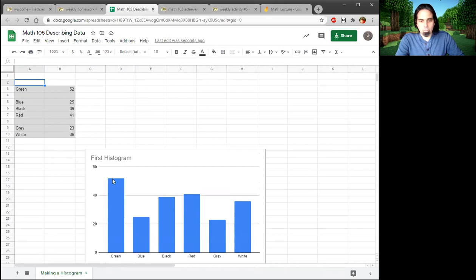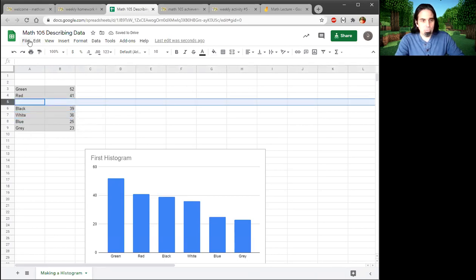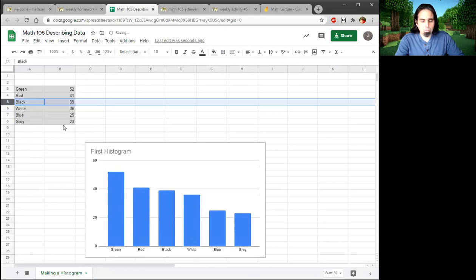And then you just have to play with it. So the biggest one was already first, but red should be next. So I can copy and paste there. And then blue should be almost at the end. And white should be before those. And now they are all ordered. So I will get rid of that extra row.